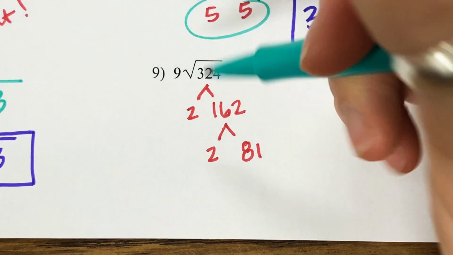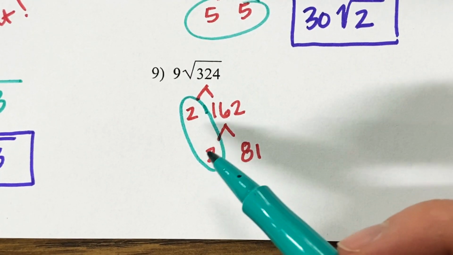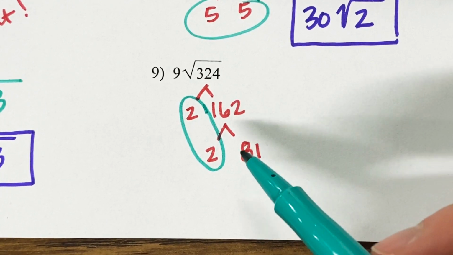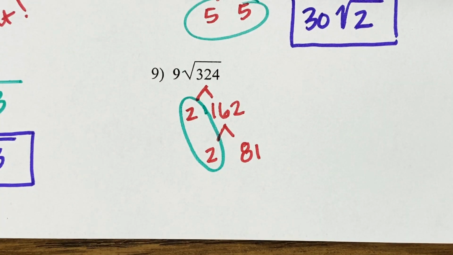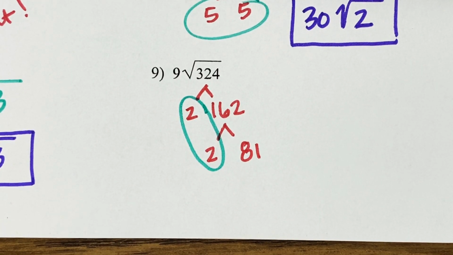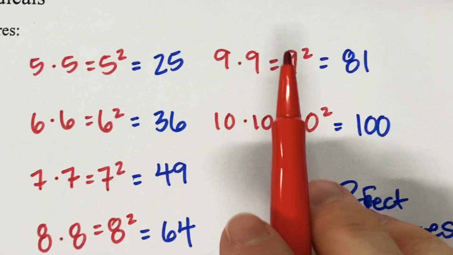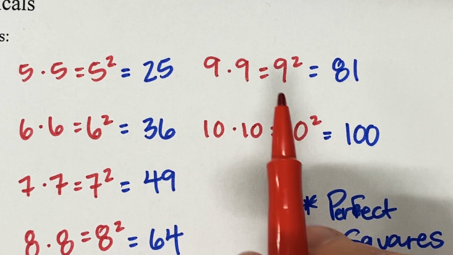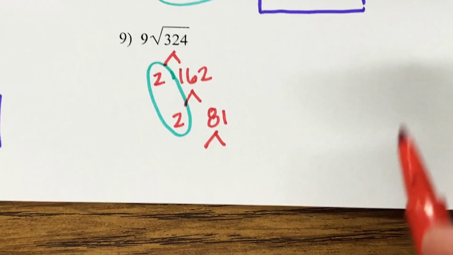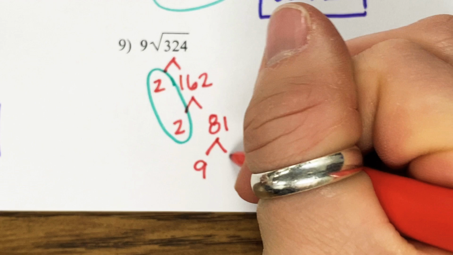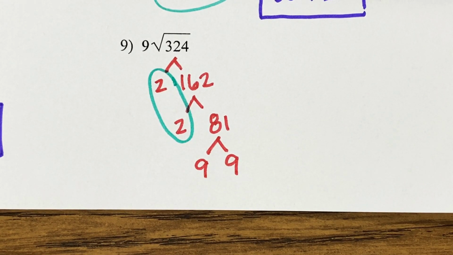Let's just circle these guys and make a note that they are going to create a couple. But we can continue to break down 81. So how can we divide 81? Hint, let's look up here on our list. We can divide 9 and 9. So 81 turns into a 9 and a 9. Oh my gosh, there's another pair that can leave.